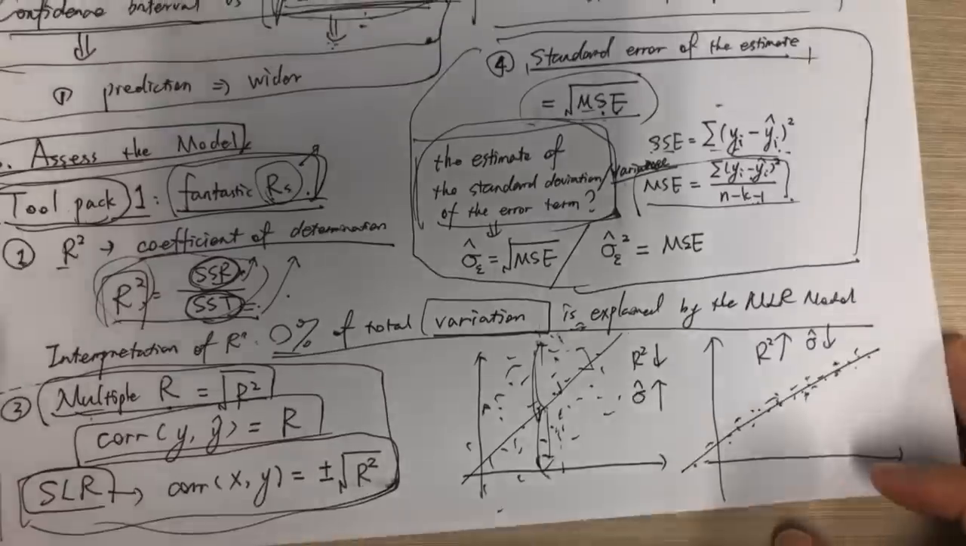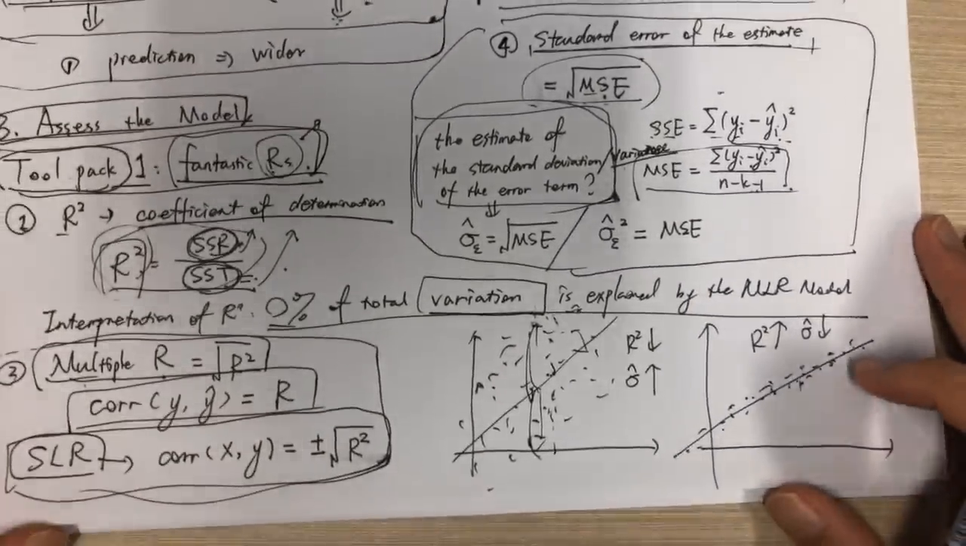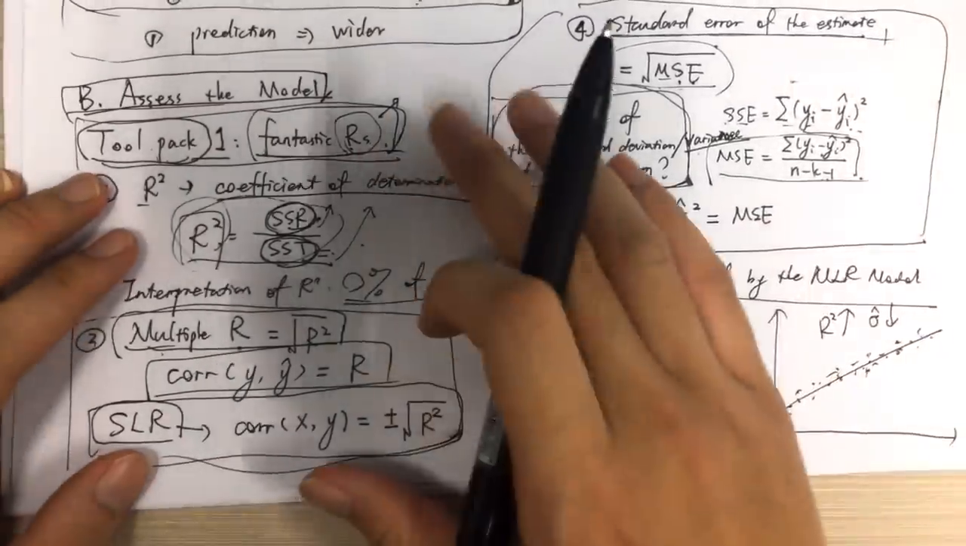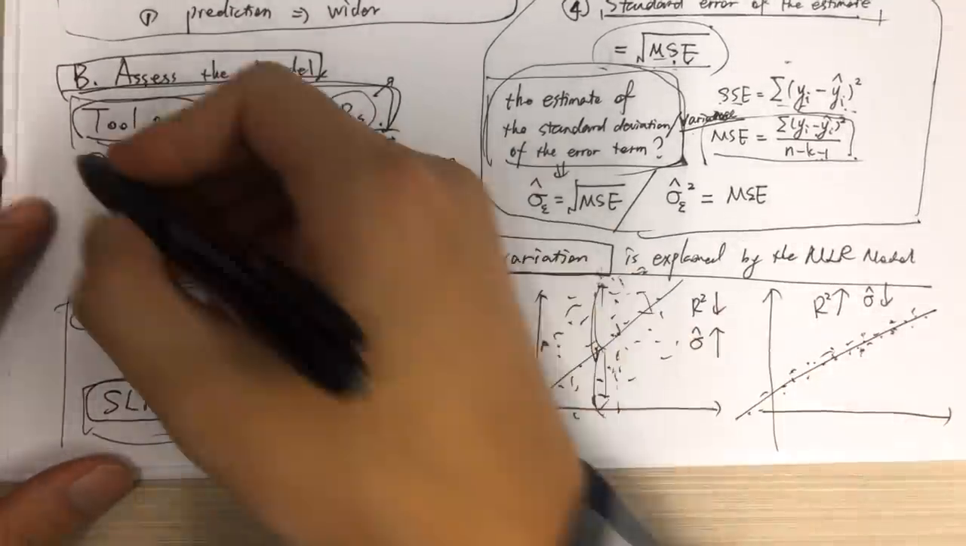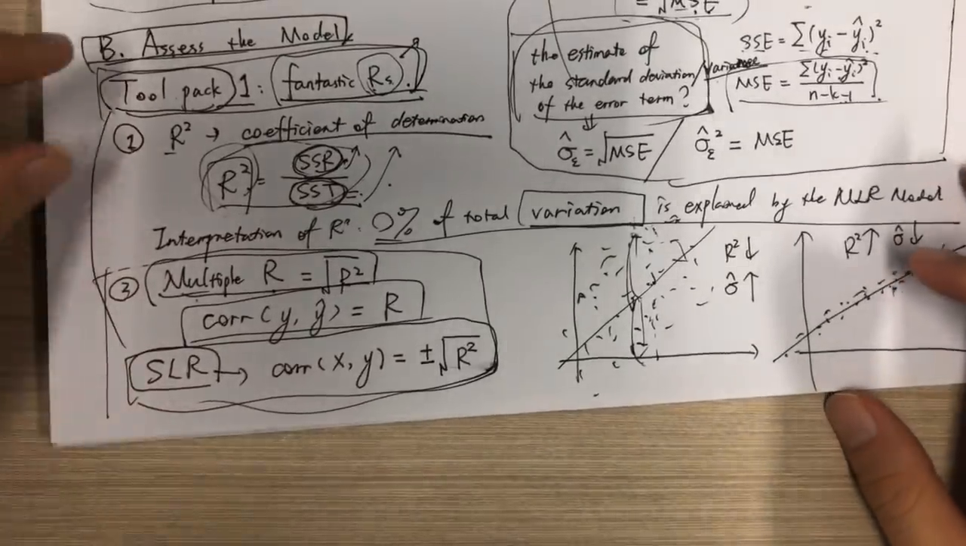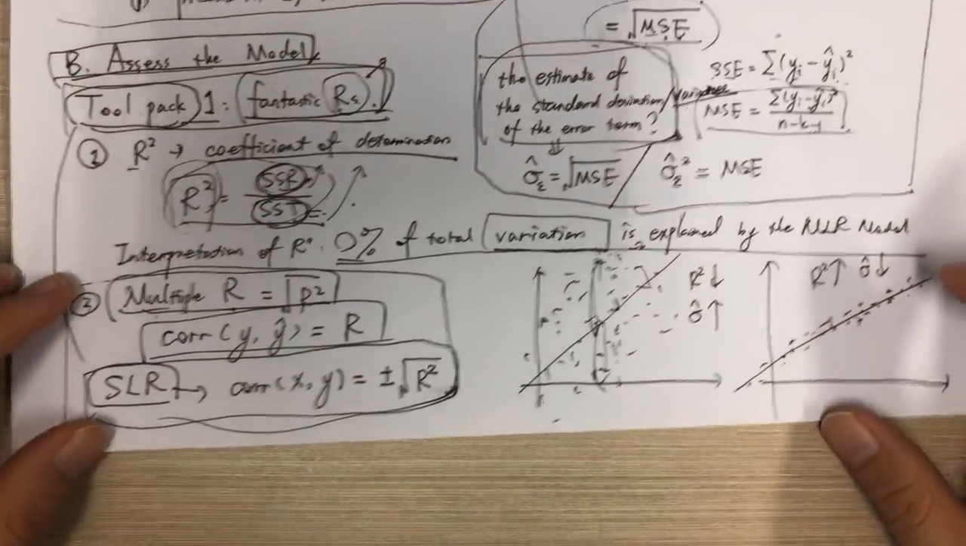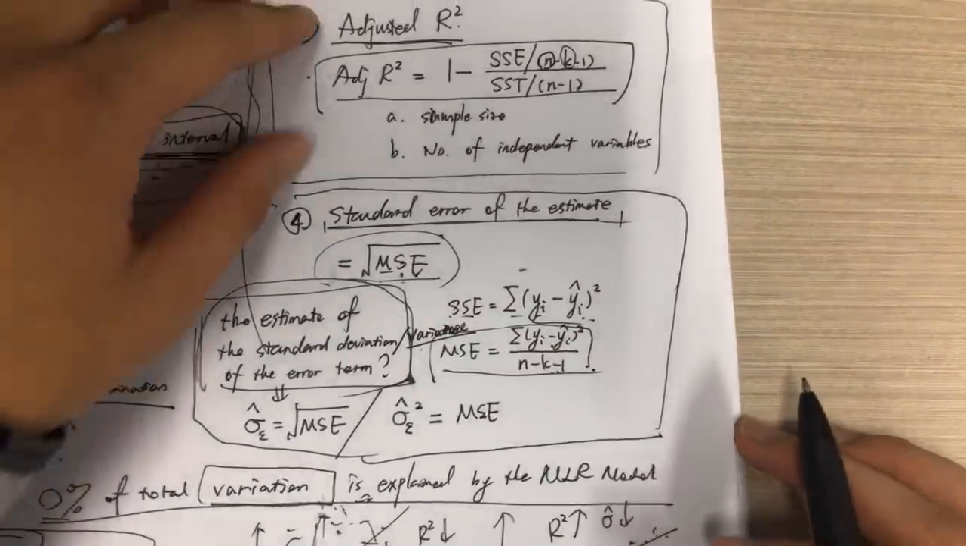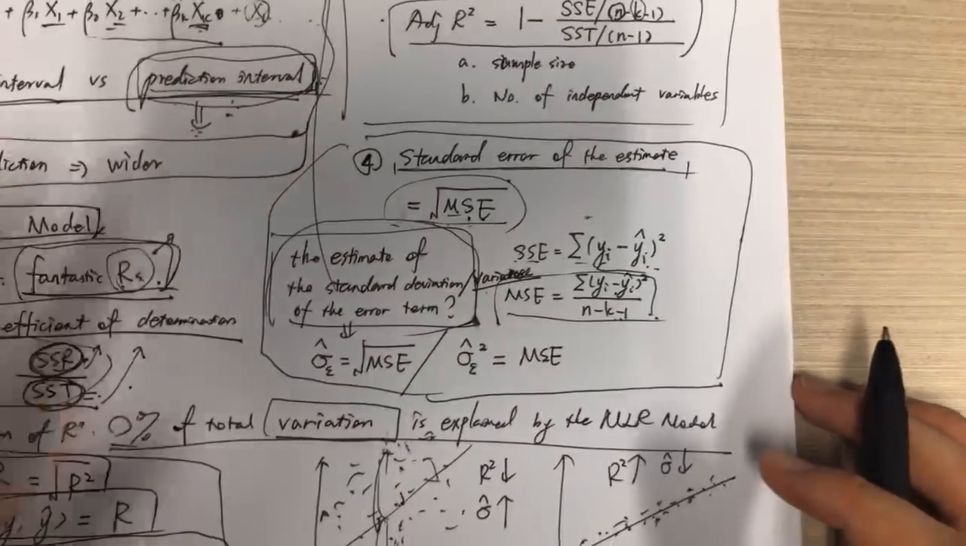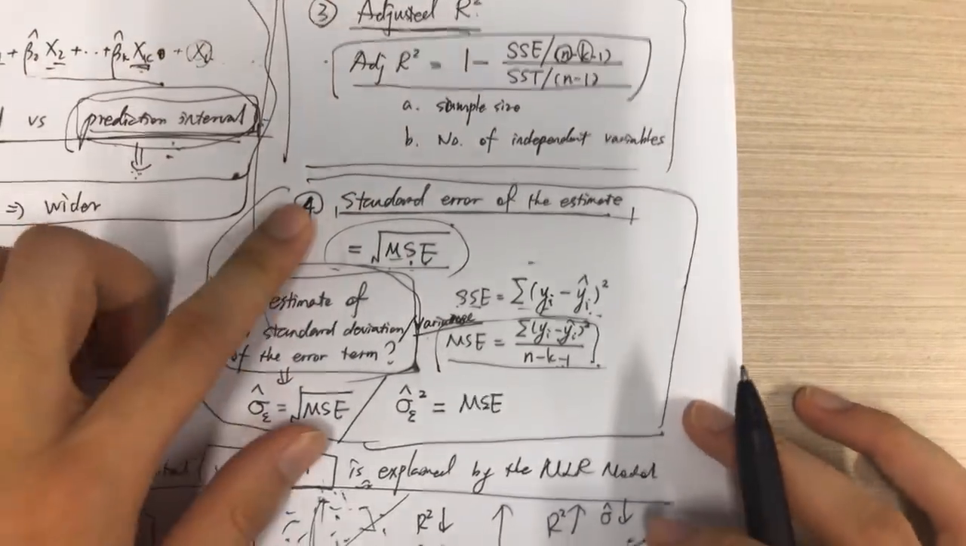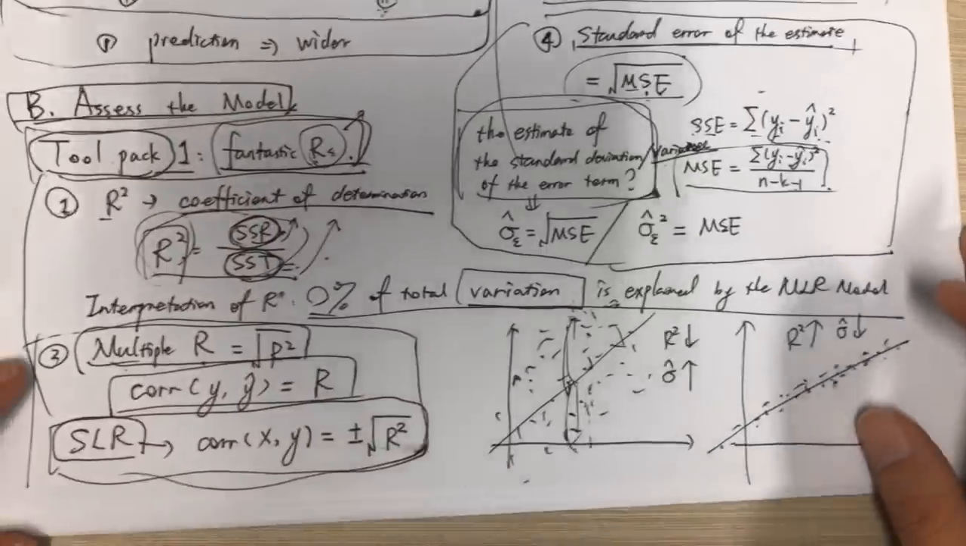Okay, so that's all about the first tool pack. There are 4 tools in those 2 packs. 2 pack 1: R squared, 2 pack 2: multiple R, tool number 2, tool 3: adjusted R squared, and tool 4: standard error of the estimate.